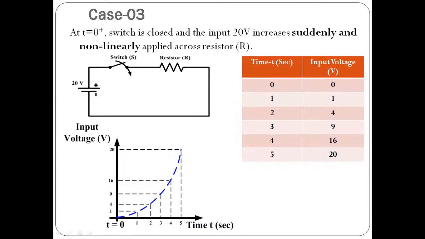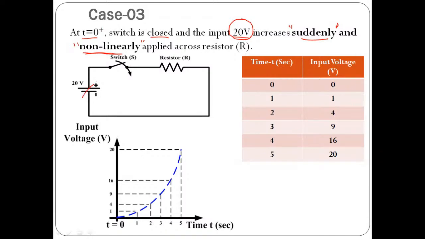Yes, there will be a possibility, and the possibility is at time t equals to 0 plus, we will close the switch and the input is 20 volt. We need to apply this particular input as an excitation to the resistor. Now in this case, what we are going to do, we will increase the voltage suddenly and non-linearly. This is important. In case number 2, we increase the voltage gradually and linearly. But in case number 3, we will increase the input suddenly and non-linearly.